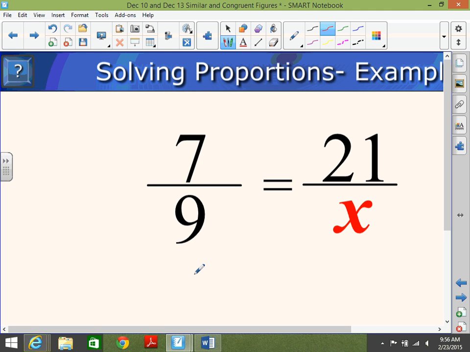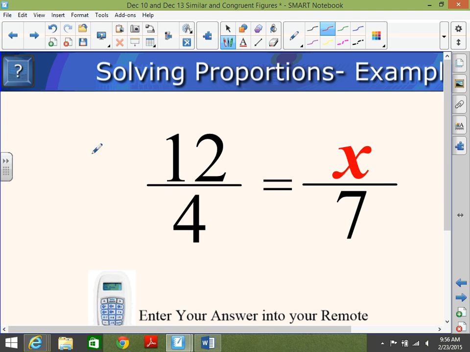Okay, let's do another one. What do I cross multiply? 9 times 21. And then I divide by 7, which gives us 27. Good. So we're cross multiplying, then dividing by the leftover number. Okay, here. What would I do? What do I do here? 12 times 7, and then divide it by, and we get x equals 21.